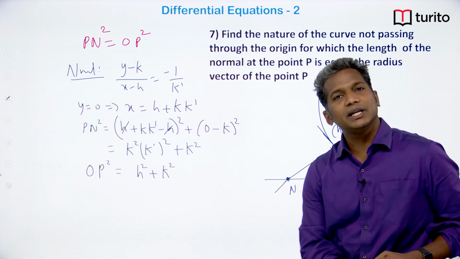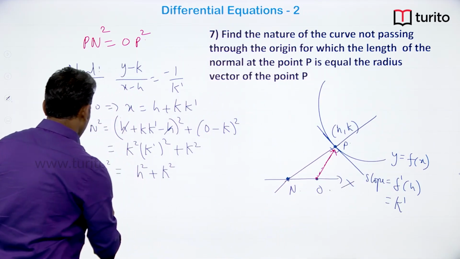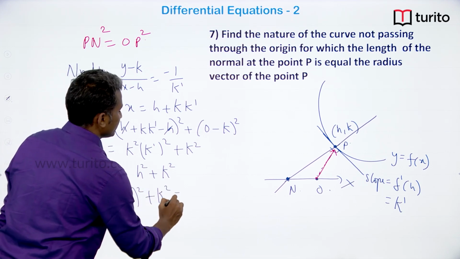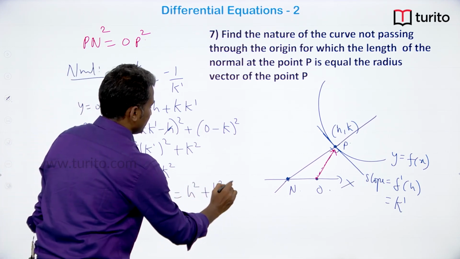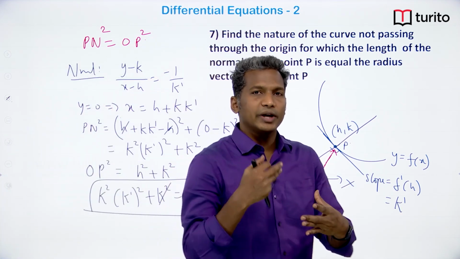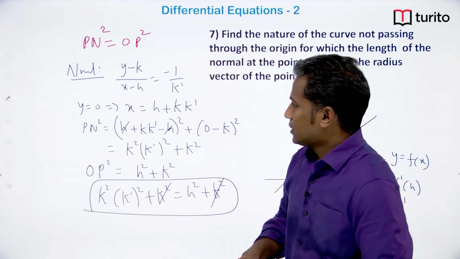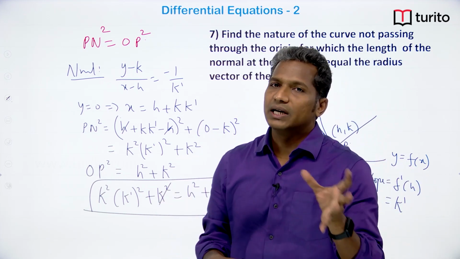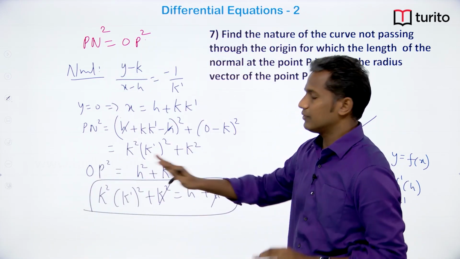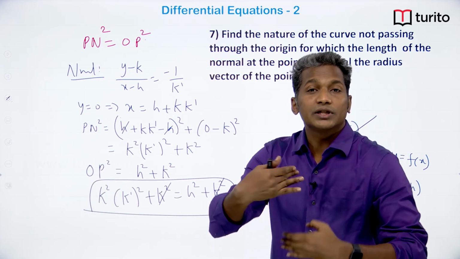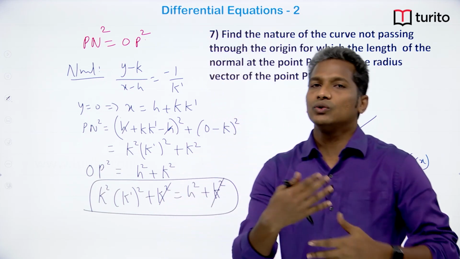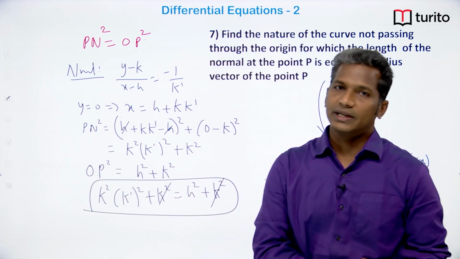Now these two must be equal, which means k square into k dash square plus k square is equal to h square plus k square. K square will get cancelled, and we got one equation in terms of h, k and k dash. So we have applied all given conditions of the question and we arrived at a differential equation in terms of h and k. Now you go for the substitution of h as x, k as y, and then solve it usually, just like the way we solve a differential equation.